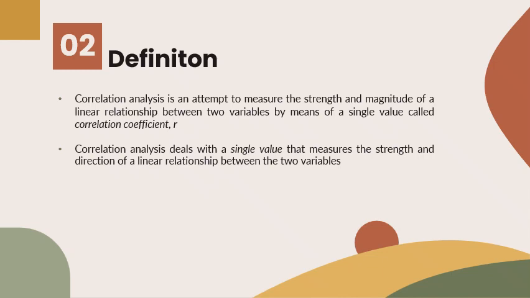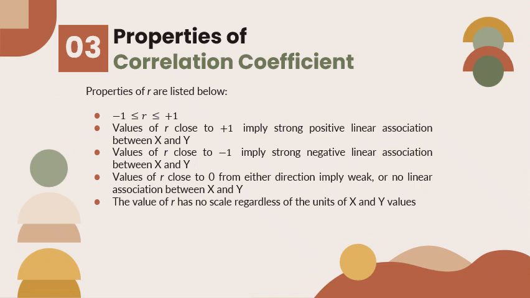Correlation analysis deals with a single value that measures the strength and the direction of the linear relationship between the two variables. Meaning that the correlation analysis will provide you one single value, which describes the strength of the relationship between these two variables.